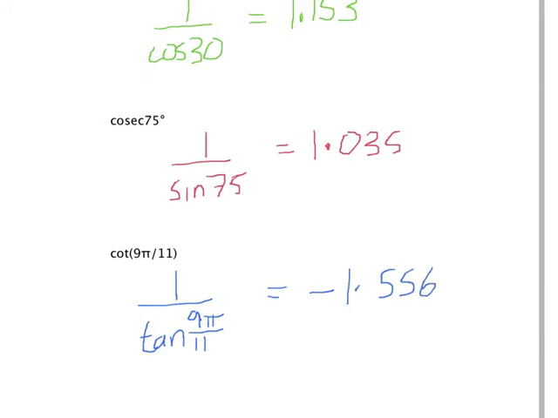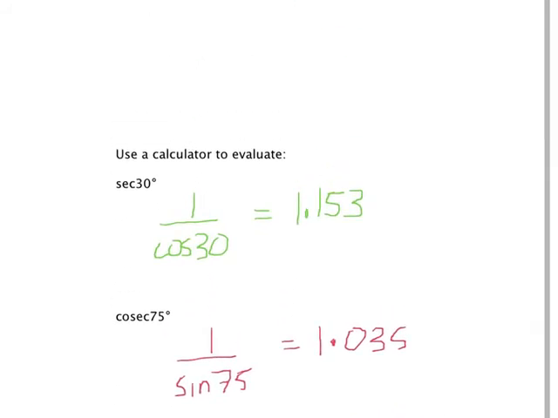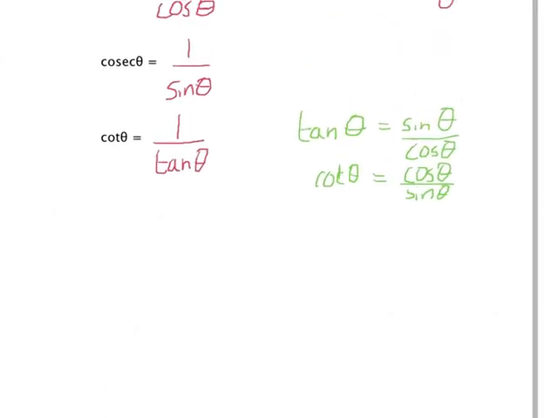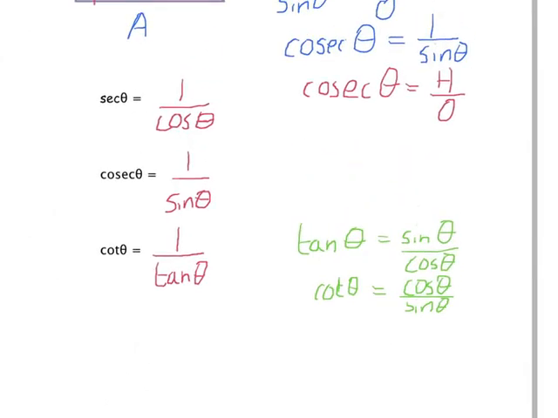and that gives you minus 1.556. So this video has introduced you to three new trigonometric ratios, which are sec theta, which is 1 divided by cos theta, cosec of theta, which is equal to 1 divided by sine of theta, and cot theta, which is equal to 1 divided by tan theta. In the next video, we're going to look at how we can draw these three new trigonometric ratios as a graph.